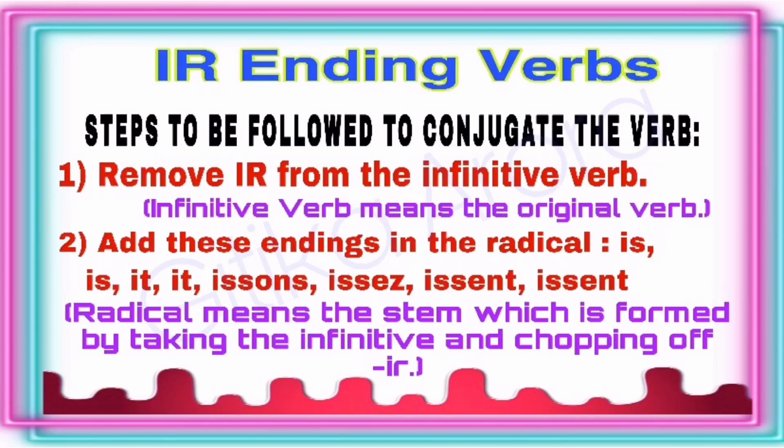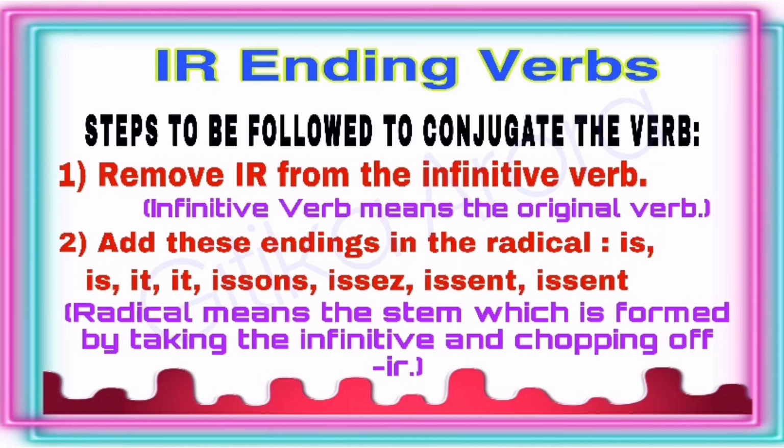There are only two simple steps that you need to follow to conjugate an ir ending verb. So the first step is to remove ir from the infinitive verb. Now what is an infinitive verb? An infinitive verb means your original verb, or you can say unconjugated verb. Alright? And the second step is to add these endings to the radical. Now what does the radical mean? Radical means the word which will be left after cutting off ir.